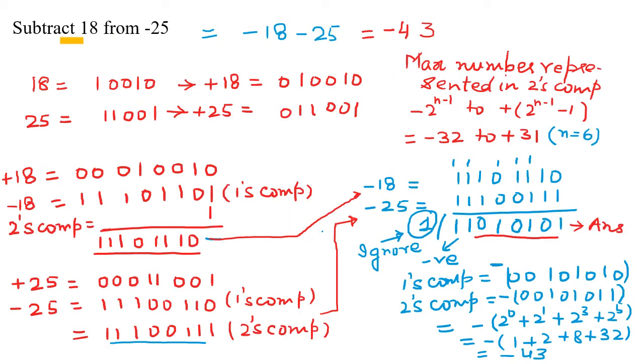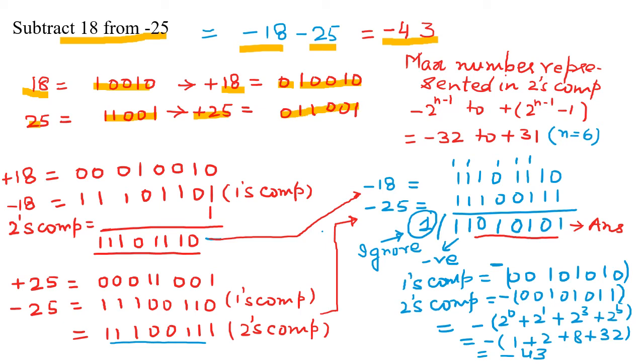Suppose we have to subtract 18 from 25. That is, it is equivalent to minus 18 minus 25. In decimal, it is equivalent to minus 43. Now, first I write the magnitude of 18, which is equal to 10010. Then, to write plus 18, I add 0 in front of the magnitude 10010. 25, its magnitude is 11001. To write plus 25, add a 0 in front of this, it becomes 011001.